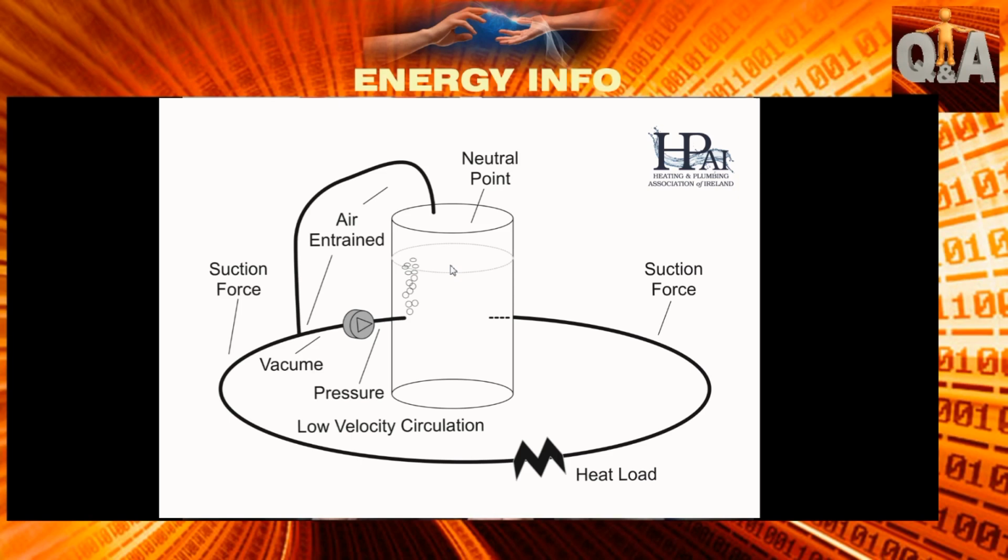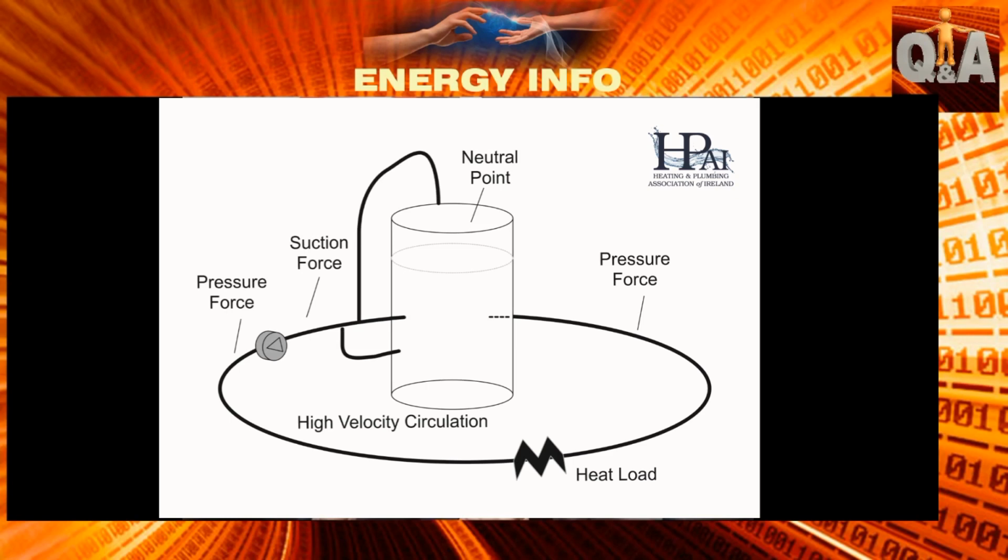What you really need to do is pump from the neutral point with the cold feed coming in between the expansion and the pump, so that you're pulling water from that whole volume of stored water and pushing the water around the system through the devices, the radiators and convectors or underfloor, whatever, and back to the neutral point.